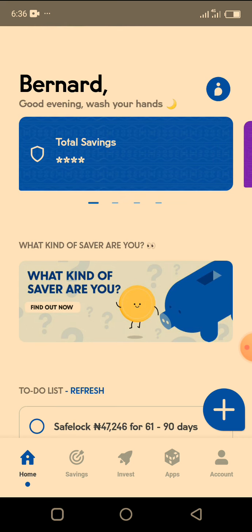So we have Piggyflex. The Piggyflex is your regular account. You can withdraw at any time. You can walk into the bank and withdraw from your Piggyflex. You understand?